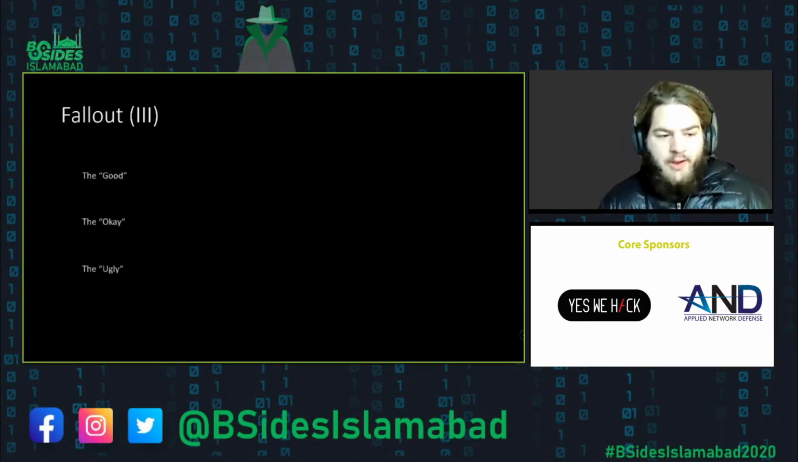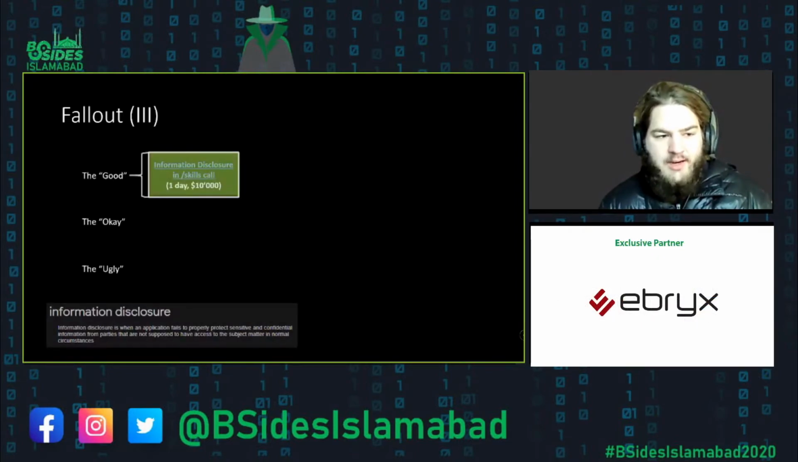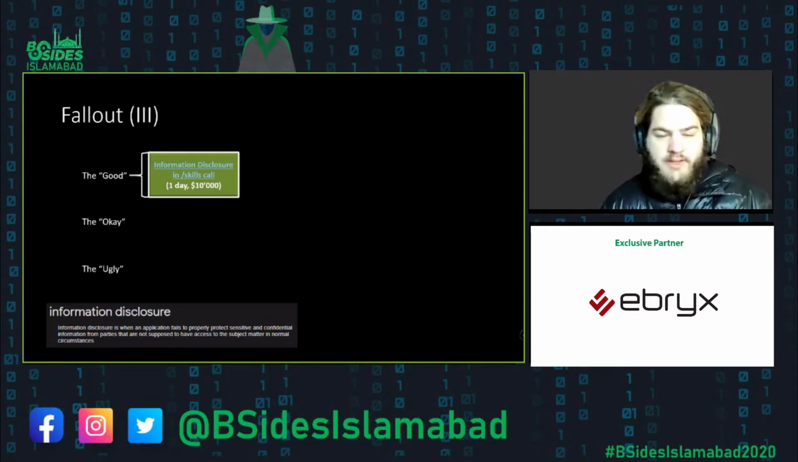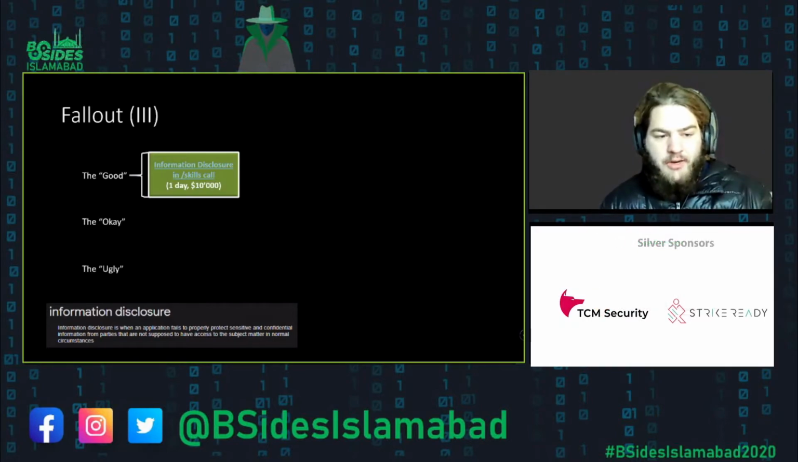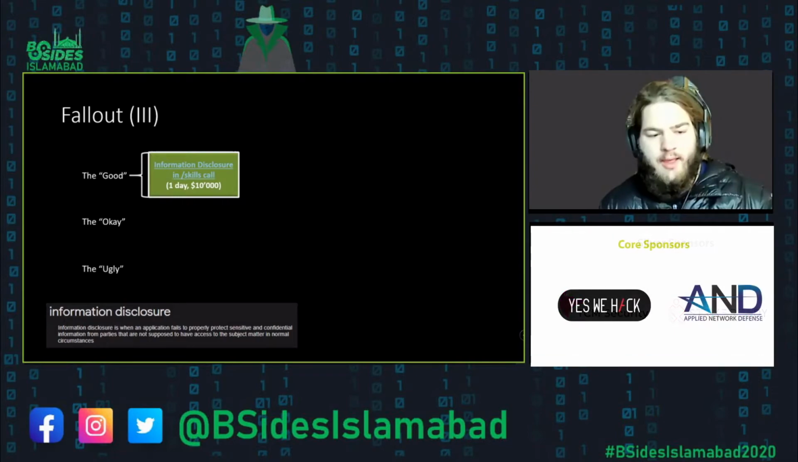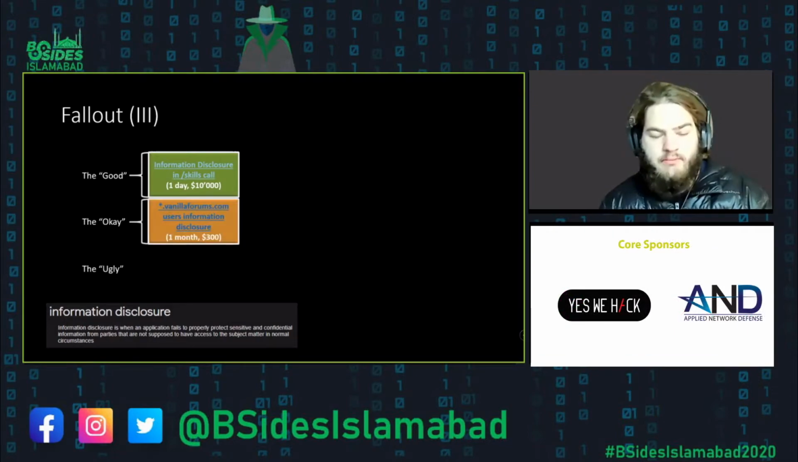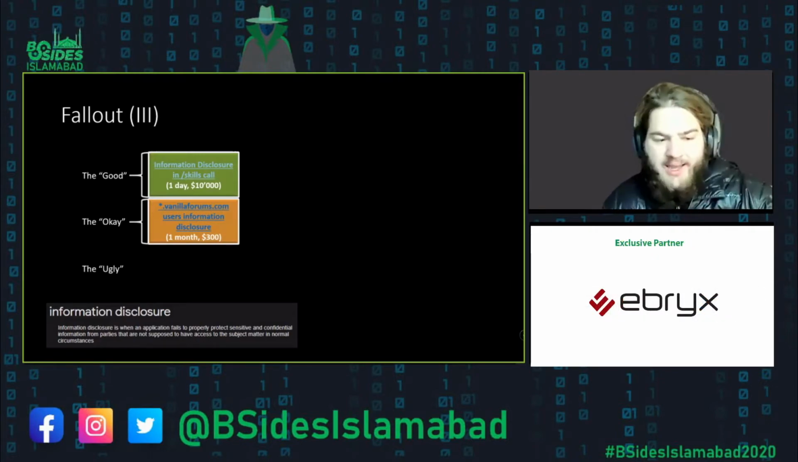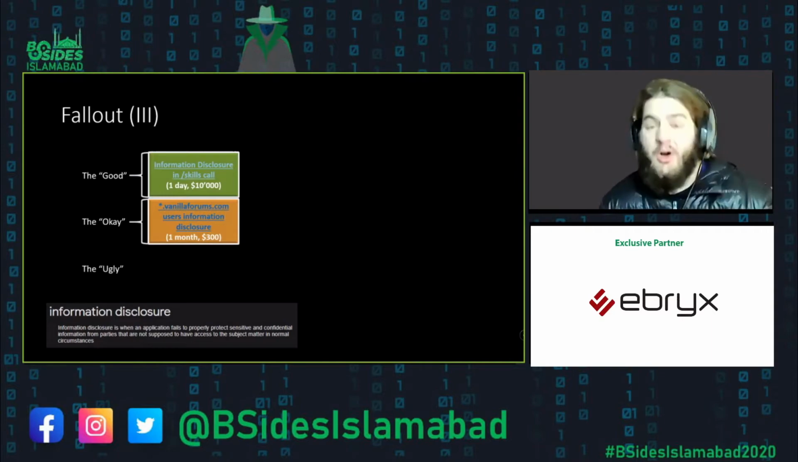We can quantify fallout just by how the entity responded. For example, if you have information disclosure in some new service part, and it's solved pretty fast, gets a good payout for the bug bounty, that's fantastic. If you have a user information disclosure in some forum or whatever, and it takes a while to get solved, let's not talk about the payout, that's okay, it's still solved.